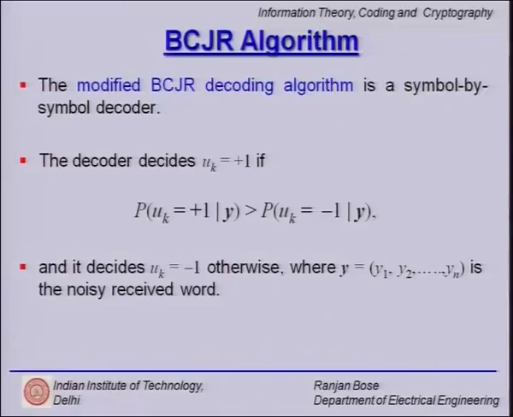First of all, this modified BCJR decoding algorithm is a symbol by symbol decoder. The decoder decides that u_k is plus 1. Let us talk about binary, so plus 1 and minus 1 instead of 1 and 0. The decoder decides u_k is plus 1 if the probability that u_k is plus 1 given y, the received vector, is greater than the probability that u_k is equal to minus 1 given the received vector. This boldface y is y1, y2, ... yn, the noisy received word; it could have errors in it.